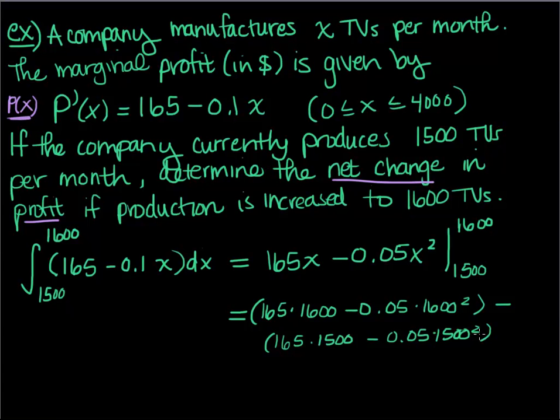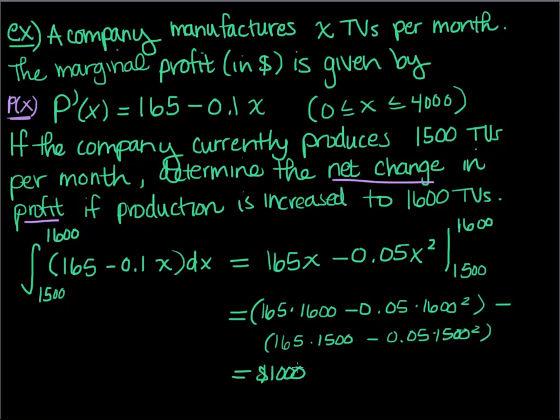Oh, I did something wrong there. I got a negative, like 110,000. I don't think that's correct. Making sure to put parentheses around all of this stuff. Now, what I get is $1,000.